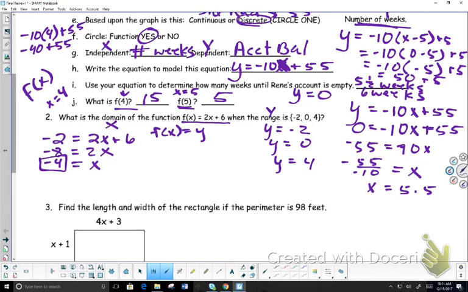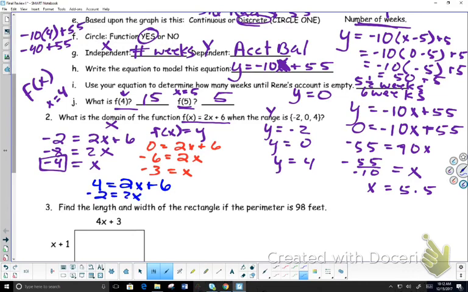Then if I plug in 0, I got 0 equals 2x plus 6. Subtract 6 from both sides. Divide by 2, and I get negative 3. There's another answer. Last scenario would be 4. If y is 4, I got 2x plus 6, subtract 6 from both sides, and I get x equals negative 1. So if I were to list this, remember when you list a domain and range, you always list them in a set from least to greatest.